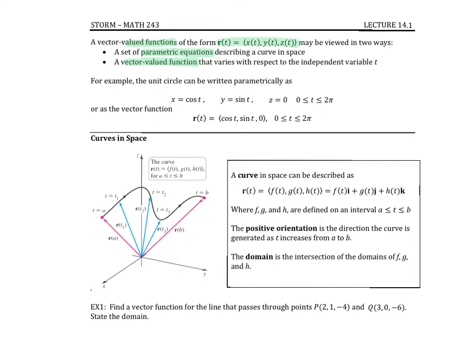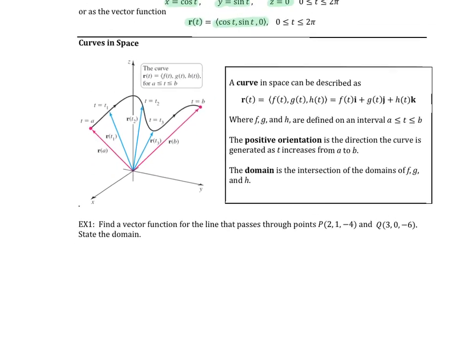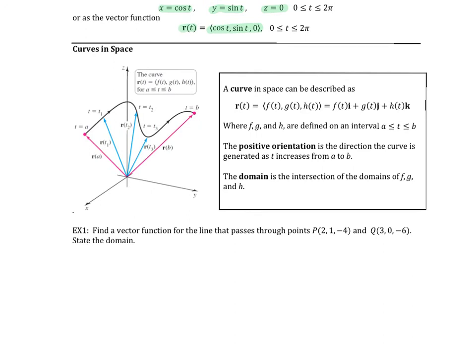So for example, if I had the unit circle, I could write it as x equals cosine t, y is equal to sine of t, where the z value is equal to 0, because here I'm talking about three-dimensional space. So that would give me the unit circle in the xy plane. But I could also write it as the vector function r of t as the vector cosine t, sine t, 0. So this is the idea. For any curve in space, we can describe the curve as a vector valued function.